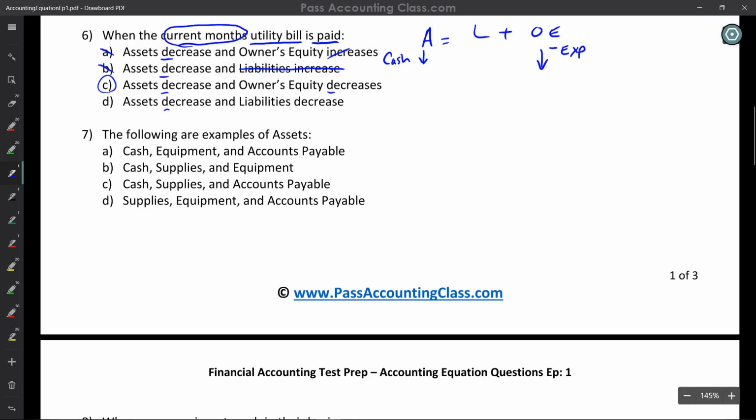And assets decrease, yes. Liabilities decrease, has nothing to do with liabilities. So we'll cross that one off. So it's answer C.